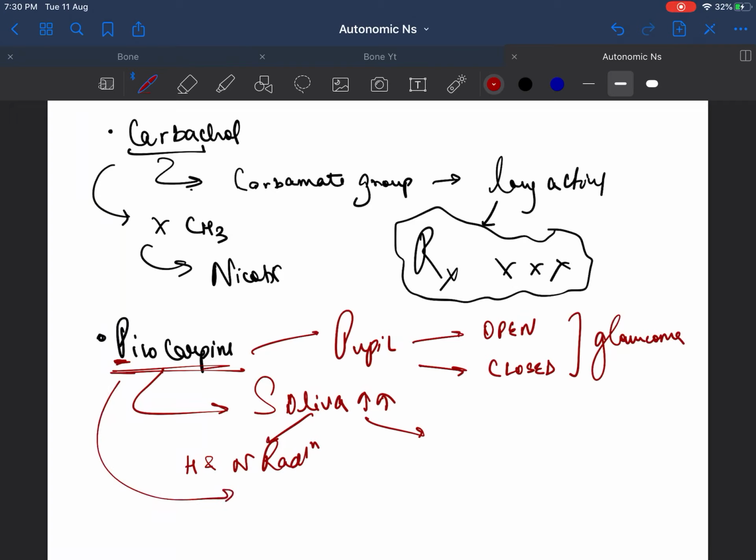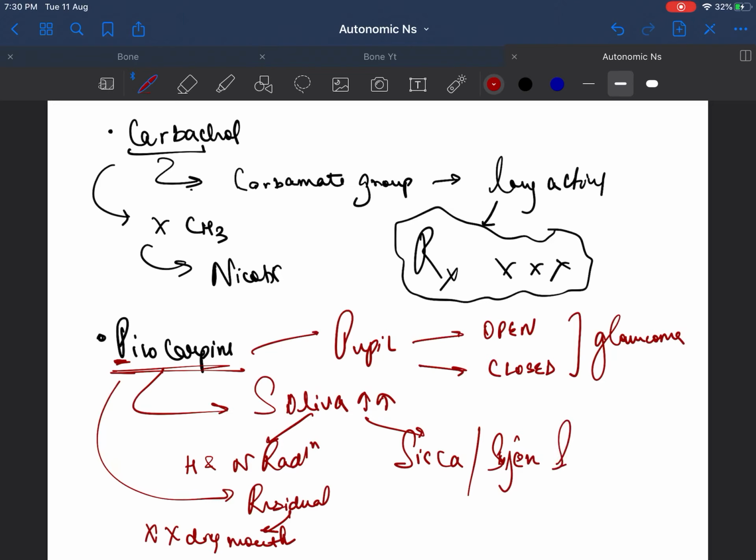So you can give pilocarpine, and it will act on the residual glands, and it will help to overcome dry mouth. Also, in cases of Sicca syndrome or Sjögren syndrome, you can use this pilocarpine to increase your secretion. In Sjögren syndrome, what happens? We have xerostomia. So it is a cure for xerostomia. Not a cure, but actually helps with xerostomia.